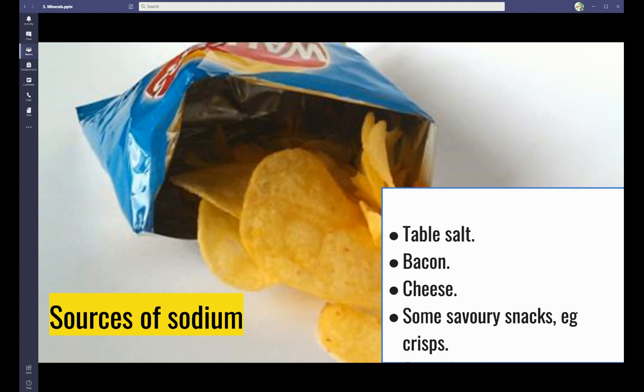Again, I have mentioned that if you're not getting enough sodium in your diet, particularly during exercise, you could experience muscle cramps.